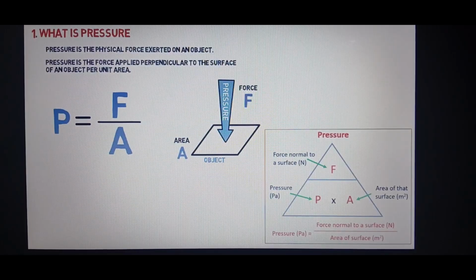So if you can't remember this formula, maybe a good way is to try and remember this triangle where you have F at the top and P times A at the bottom. So if you are looking for the force, then it will be the two at the bottom, P times A. So force is equal to P times A. But if you're looking for pressure, then it is F divided by A. And if you're looking for A, then it is F divided by P.